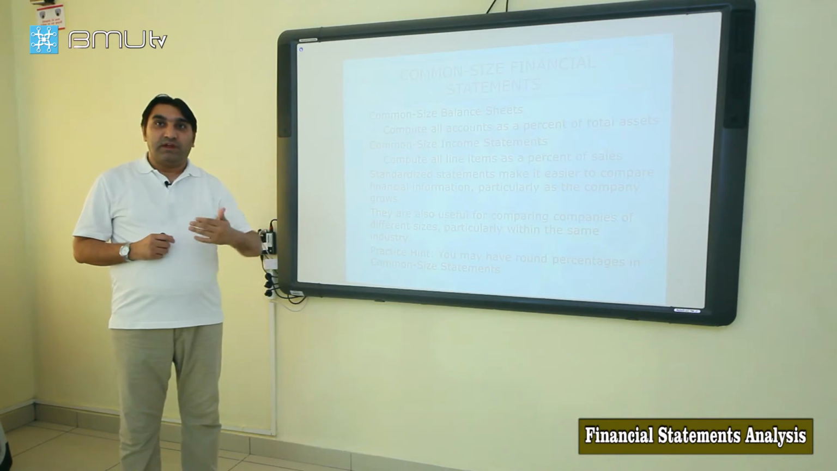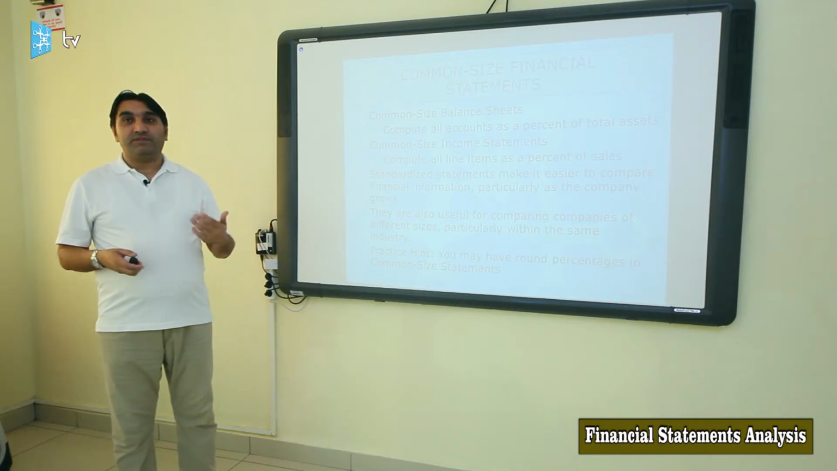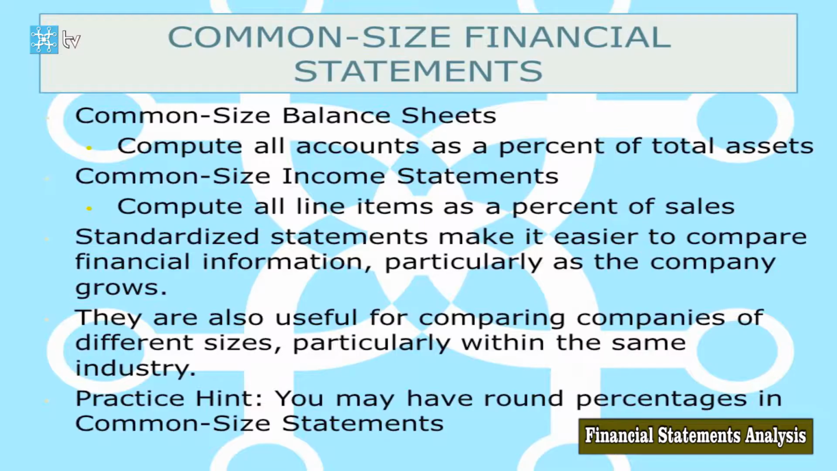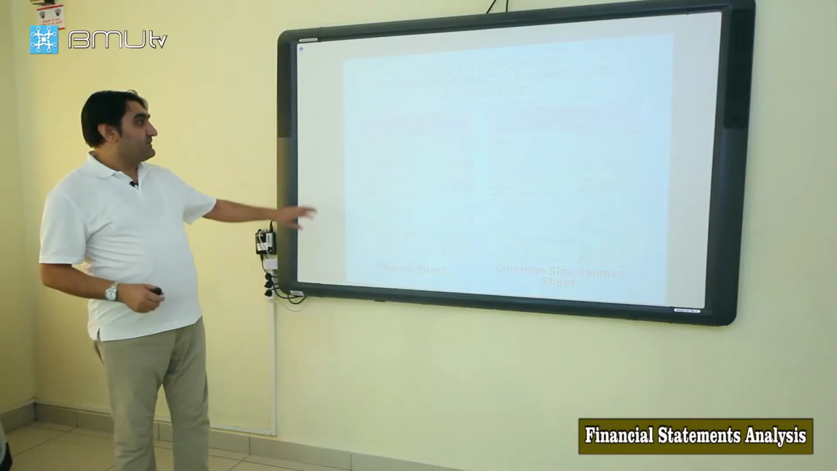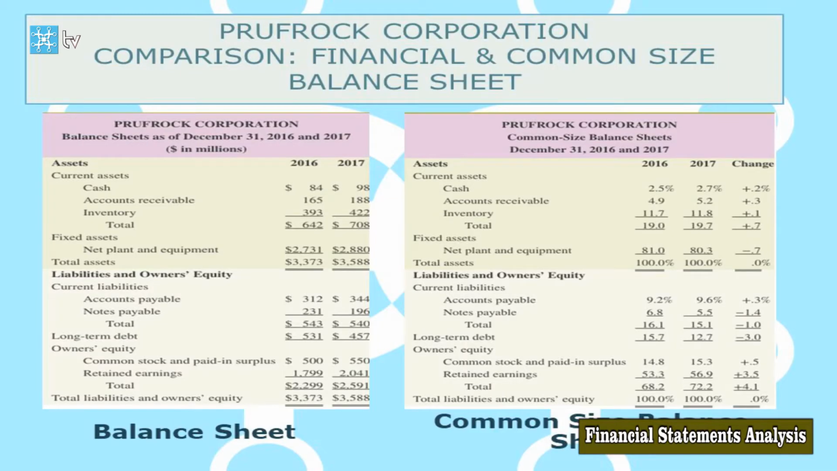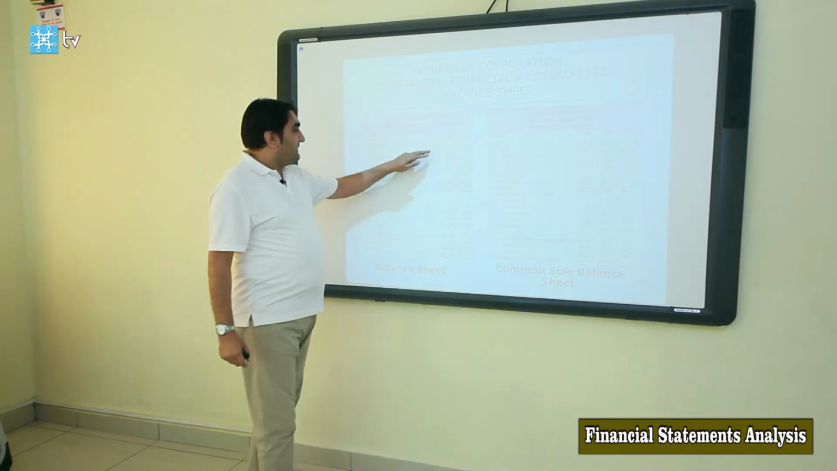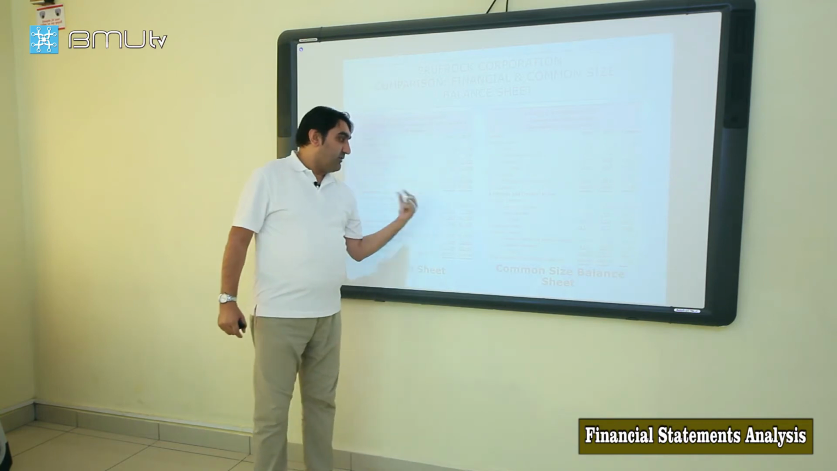That is, we convert the balance sheet and income statement or other statements into common size statements. First, we start with the common size balance sheet. A common size balance sheet shows all balance sheet items as a percentage of total assets. We have statements here for Prufrock Corporation. It has assets divided into current assets and fixed assets, with total assets of $3.3 million. To convert this balance sheet into a common size balance sheet, we call it standardizing, we express all these assets as a percentage of total assets.